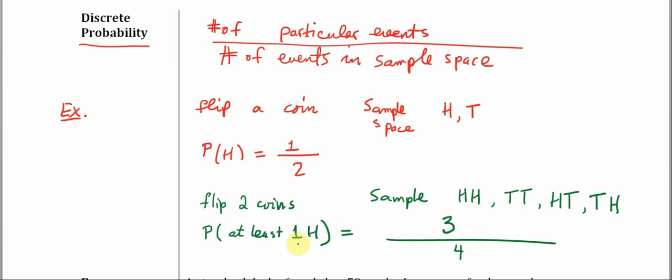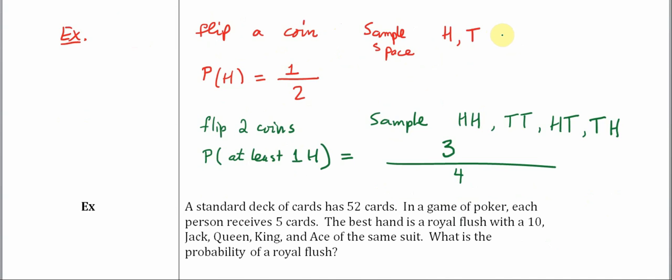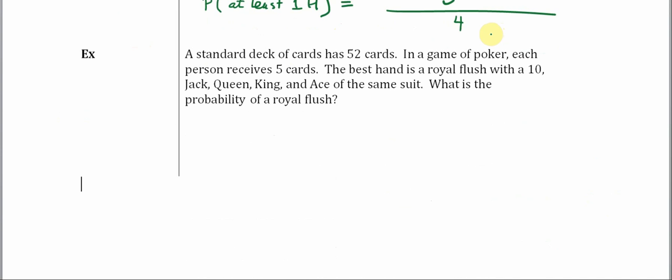Okay, so when we talk about probability, at least in this context, we're talking about counting. We count the number of events in the sample space, and the sample space basically means all possibilities given this particular situation. Then we count the number of particular events that we're dealing with. All right, so let's look at one more example of probability.